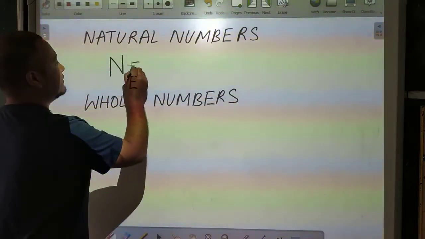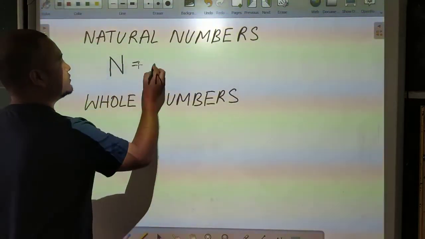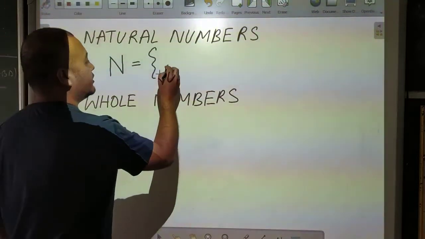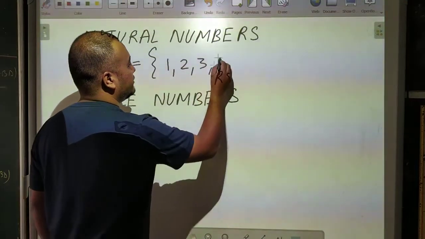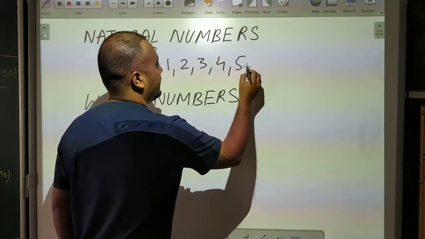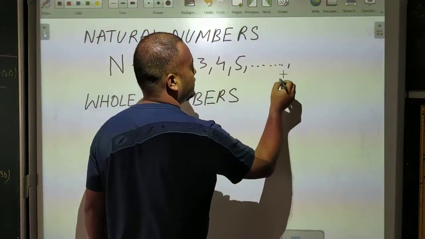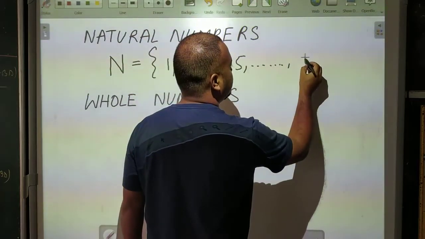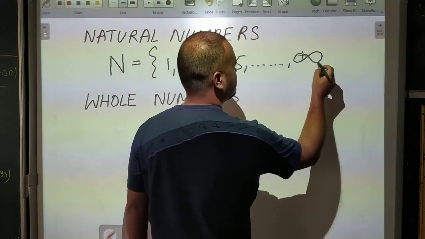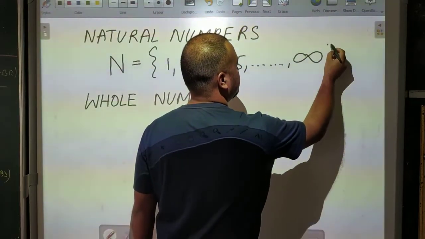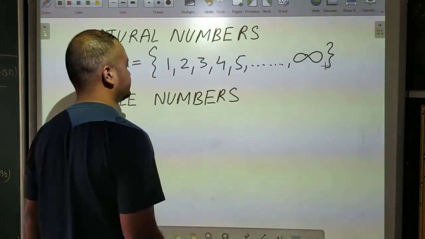And the symbol N is used to denote natural numbers, and they are numbers starting with 1 and then 2, 3, 4, 5 and so on. I'm using the dots, okay? Until you can think of a very large number and beyond that as well. So until infinity. It goes on and on.